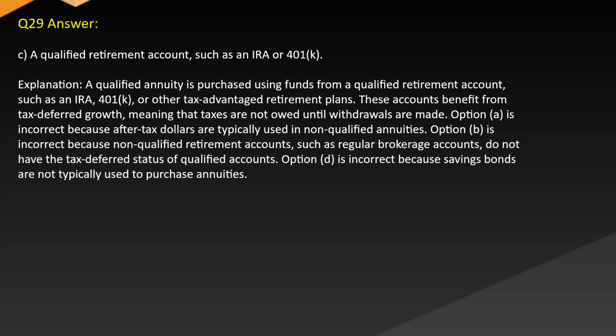Option A is incorrect because after-tax dollars are typically used in non-qualified annuities. Option B is incorrect because non-qualified retirement accounts, such as regular brokerage accounts, do not have the tax-deferred status of qualified accounts. Option D is incorrect because savings bonds are not typically used to purchase annuities.